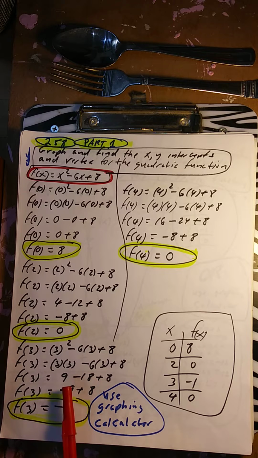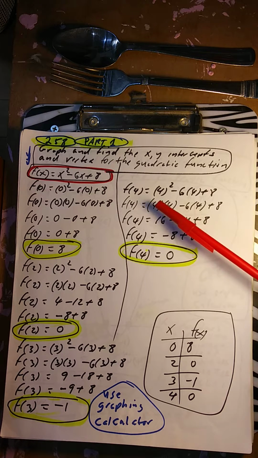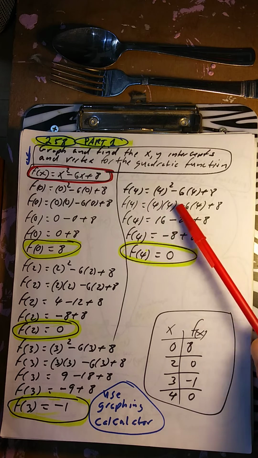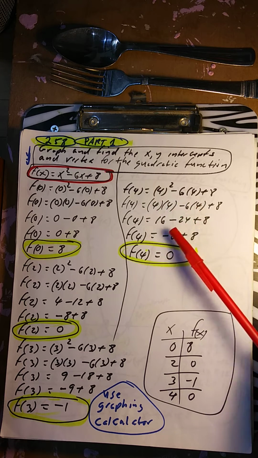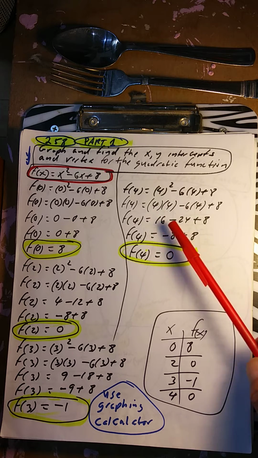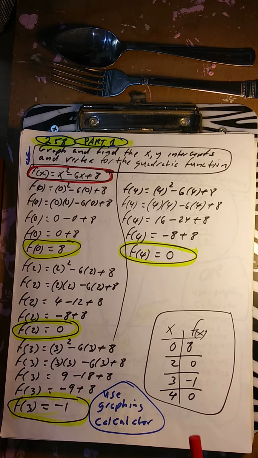Negative 18 and 9 is negative 9 plus 8 is negative 1. Another number, 4. Function f of 4. Put a 4 in there. Guess what we get? 4 times 4, and that times that is going to be 16 minus 24 is going to be negative 8 plus 8 is 0. So we have our table, we have our points, and yes, use a graphing calculator if you want to multiply this stuff out.